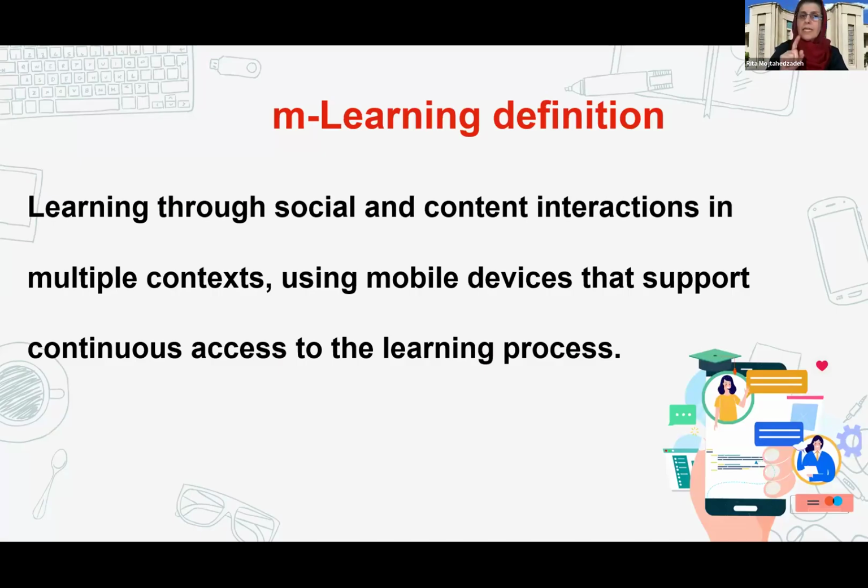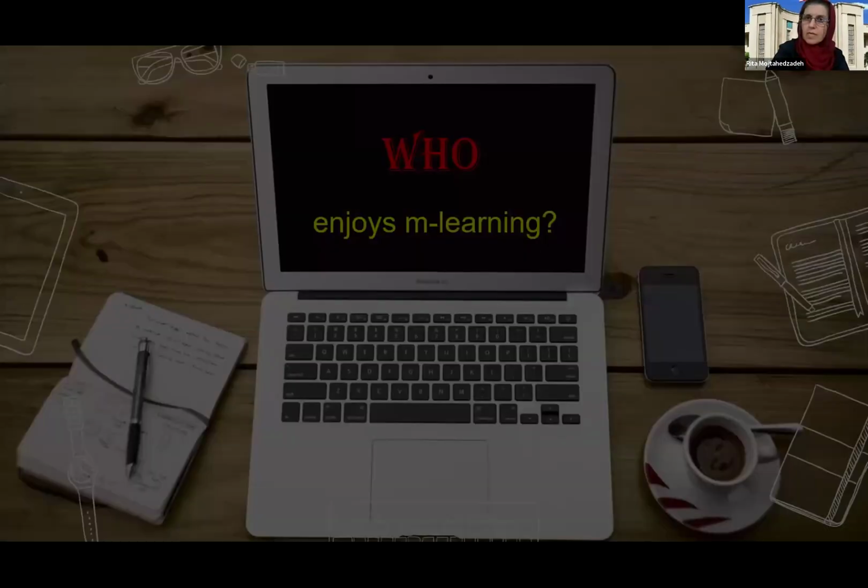M-learning is defined as learning through social and content interactions in multiple contexts using mobile devices that support continuous access to the learning process. Pay attention to the words used in this definition: social and content interaction. It means that learners should have interaction with the content that is delivered, and there would be a social interaction with other learners and peers, or maybe instructors, in that platform, in that mobile learning program. And the matter is using mobile devices, and this phenomenon will support continuous access to the learning process.